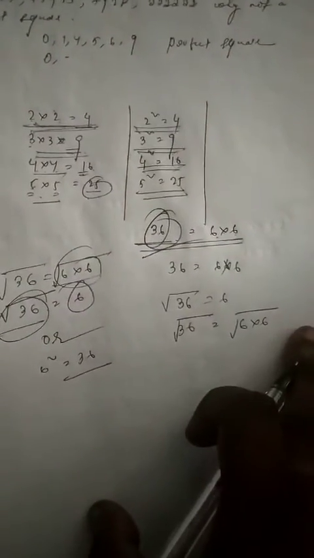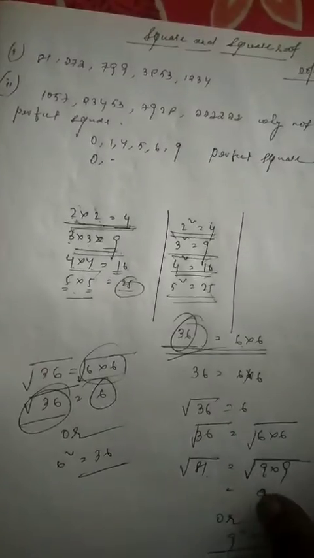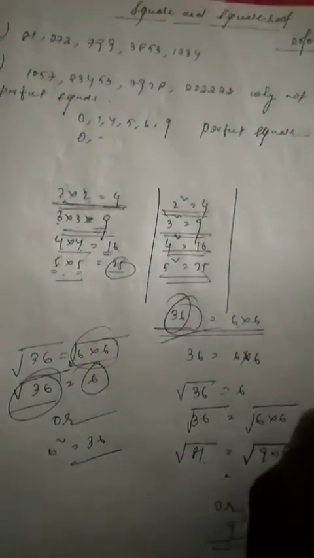Similarly, for example, root over 81 is equal to, I can write root over 9 into 9, because 9 9s are 81. So here, as we can see, on two numbers root over is existing, so one number will come out of it. That is 9, or we can write 9 square is equal to 81. So in this way we find the square root. This was for small numbers.